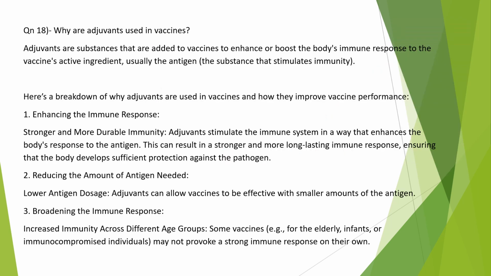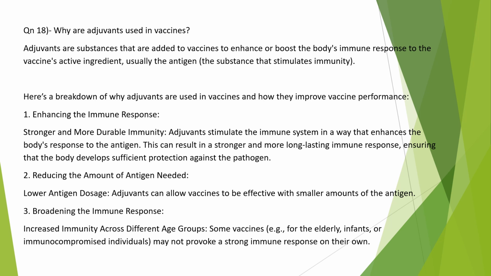So the last question: why are adjuvants used in vaccines? First, I would like to define what adjuvants are. Adjuvants are substances that are added to vaccines to enhance or boost the body's immune response to the vaccine's active ingredient, usually the antigen, and substances that stimulate immunity. This is adjuvants. Here's the breakdown of why adjuvants are used in vaccines and the importance of it.